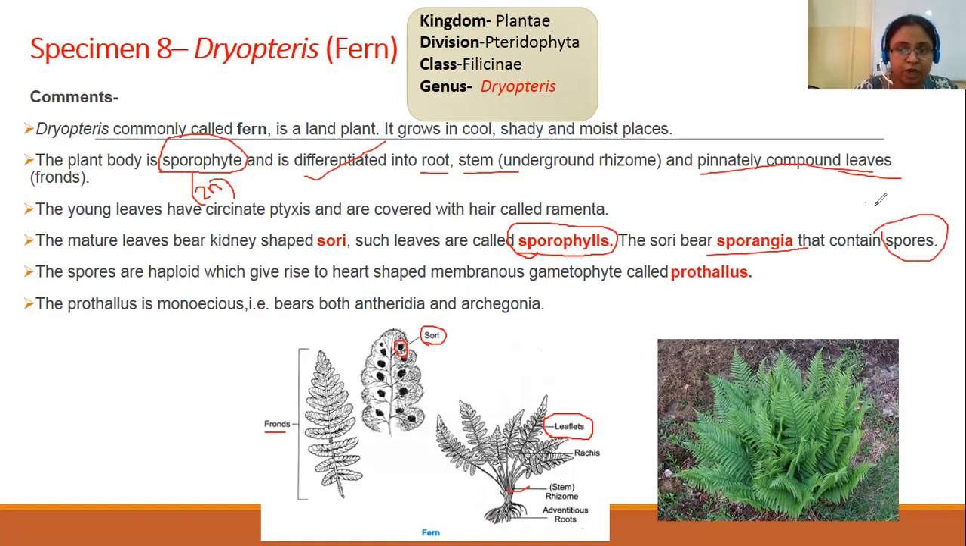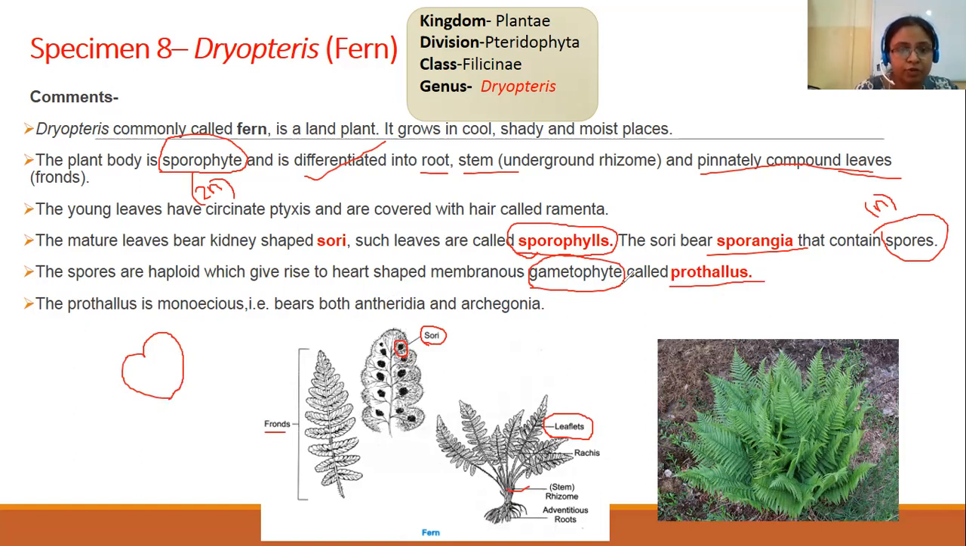See, these spores are haploid. How are they produced? They are produced by meiosis. So these haploid spores are produced. Now these spores will germinate. They will divide to give rise to a gametophytic stage. In this case, the gametophytic stage is heart shaped. It is a more or less heart-shaped, thin membranous gametophyte, which we call a prothallus.